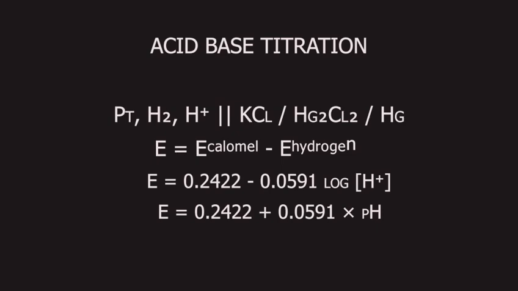Initially, the change in the electromotive force, or EMF, is slow, but as the equivalence point is approached, it rises sharply. After the endpoint, the pH increases gradually again. By measuring the EMF after each addition of alkali and plotting it against the volume of alkali added, the endpoint of the titration can be determined accurately.